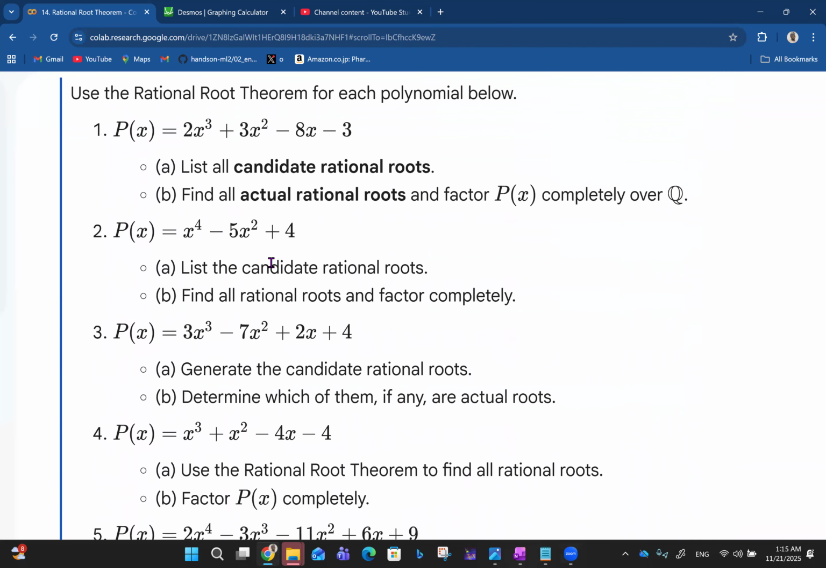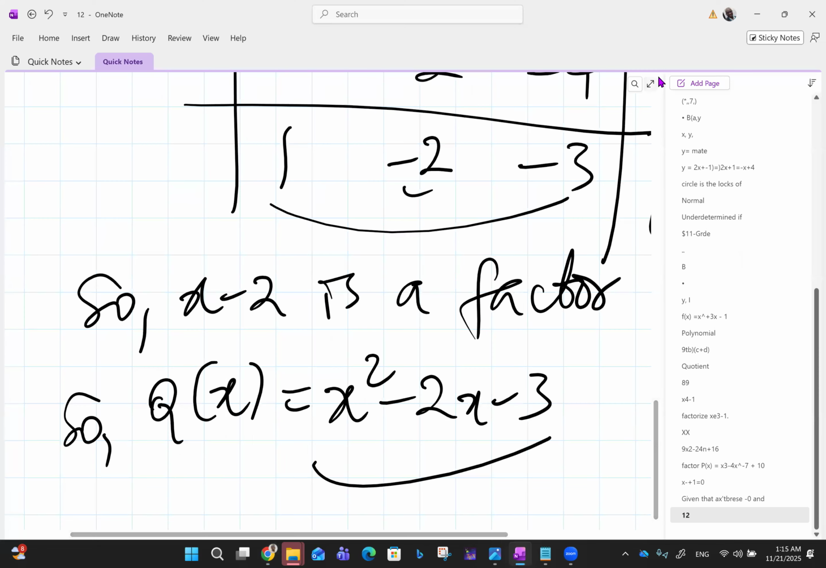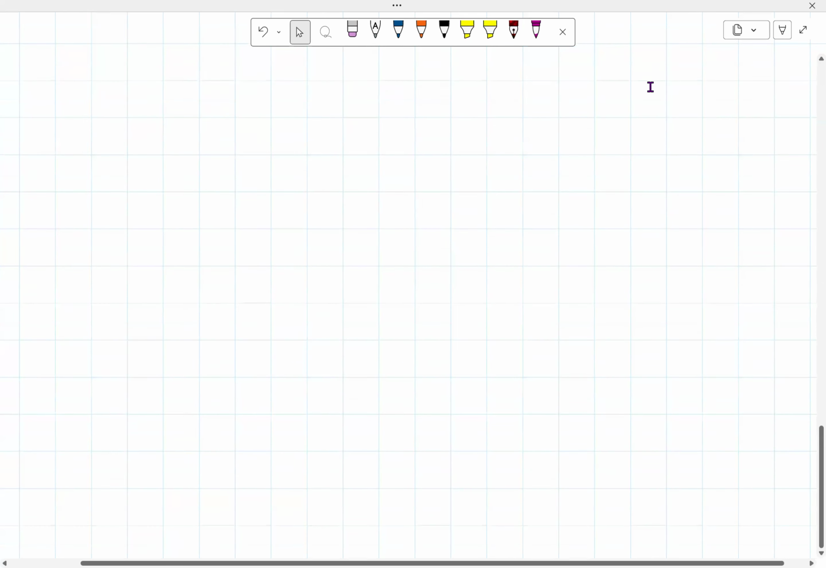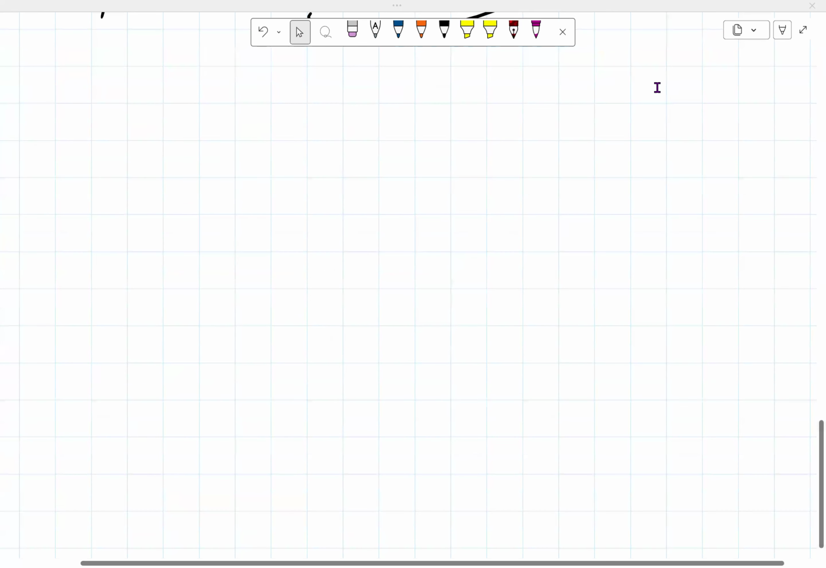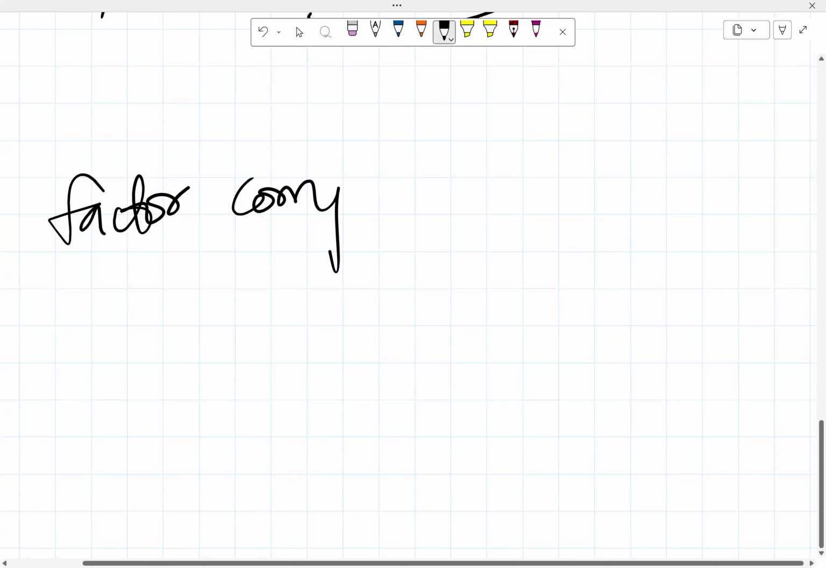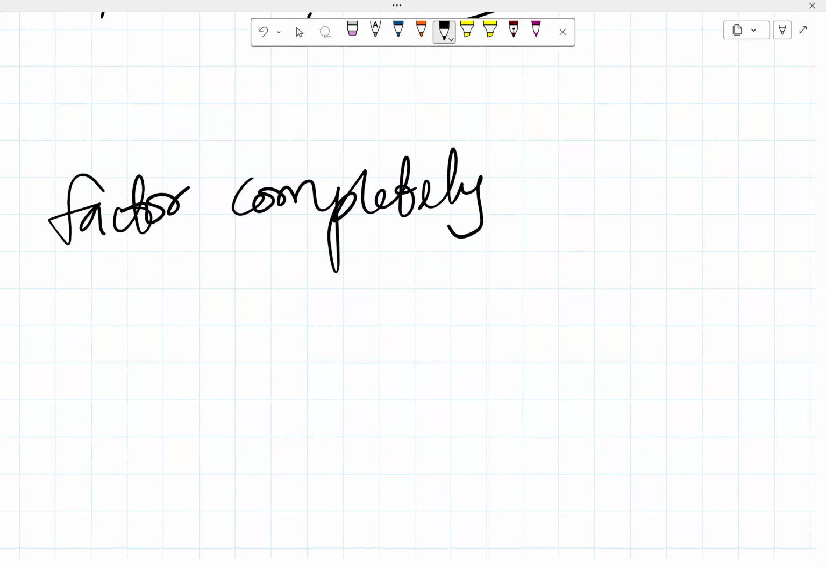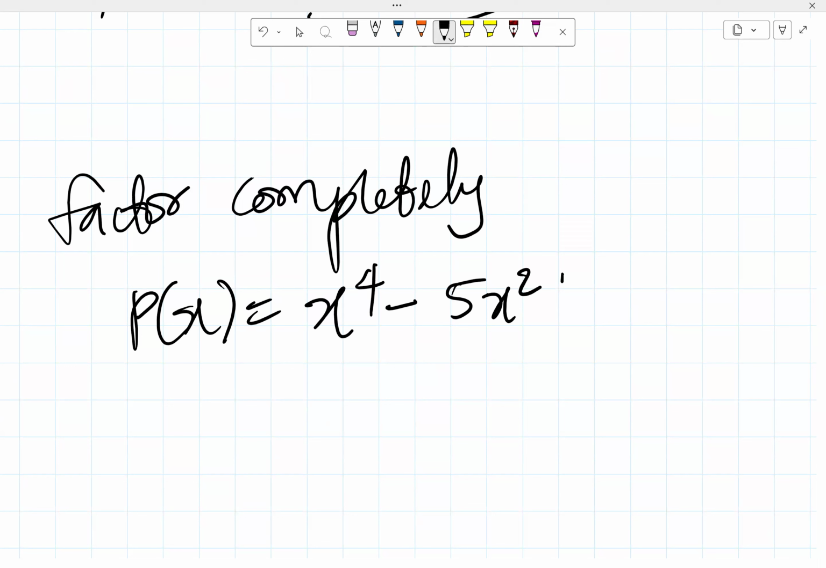This one: x raised to 4 minus 5x squared plus 4. List all the candidate rational roots, find all the rational roots, and factor completely. I think the overall question is to factor completely. P of x equals x raised to the power 4 minus 5x squared plus 4.